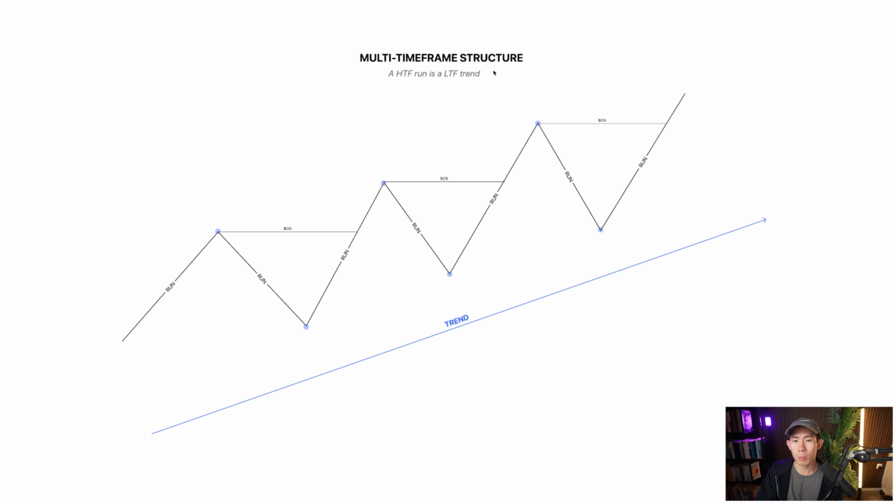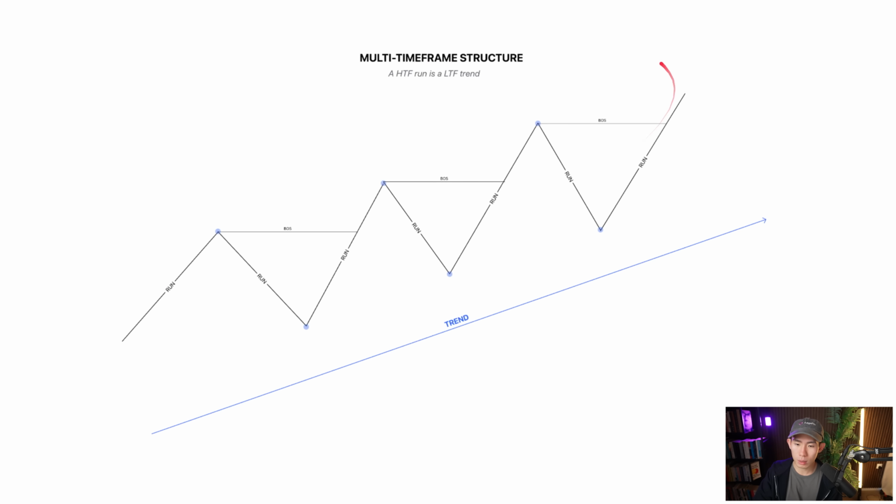So when it comes to multi-time frame structure, you must understand this logic right here. If you understand this logic, everything becomes much simpler. And that is the fact that a higher time frame trend is a higher time frame run is a lower time frame trend. So what I basically mean by that is, once again, just applying the concept of market structure, price is creating higher highs, higher lows. This is an uptrend, right? So this entire move right here is a trend.